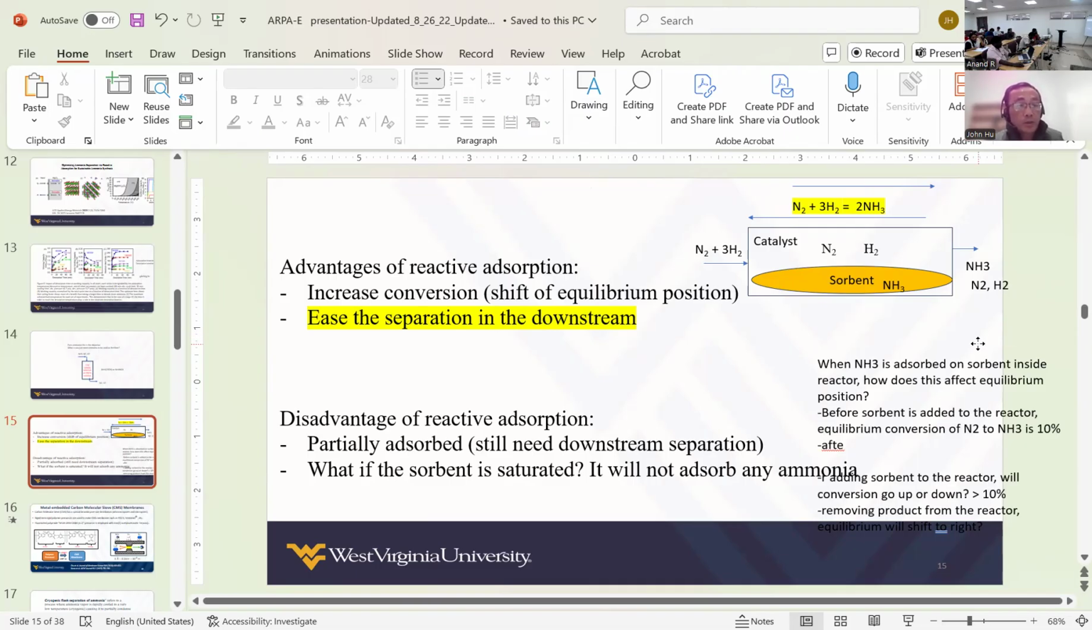That's very expensive because your reactor was designed to do catalytic reaction, but not downstream. Now you put a solvent inside the reactor, sounds pretty cool because you increase the single pass conversion and you ease downstream separation. But the downside is, once it's saturated, you have to regenerate it. When you regenerate, you do the pressure swing, all right?